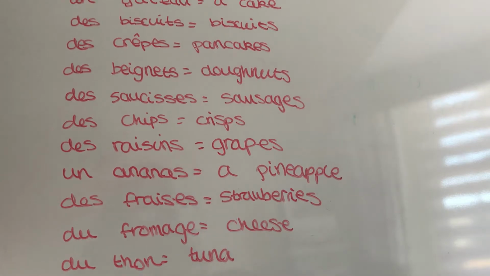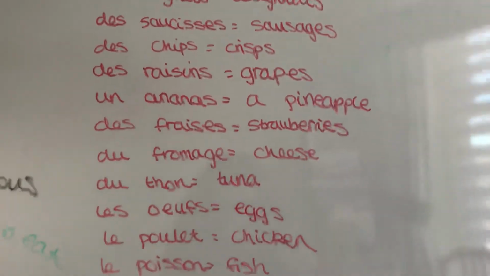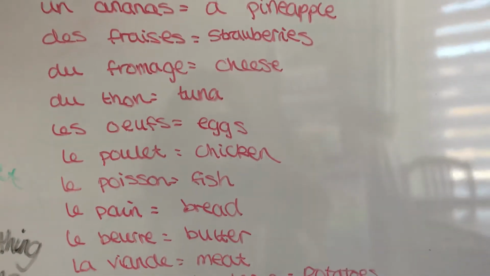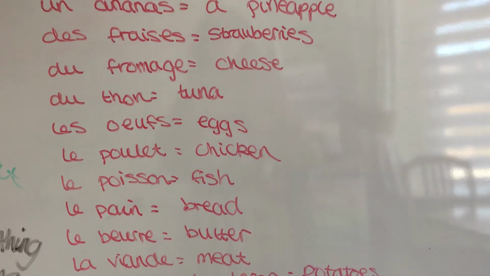Un ananas, a pineapple, and de fraises, strawberries. So if I were to say a strawberry cake, un fraises gâteau. De fromage is cheese. Next, we have got de thon, which is tuna. Les œufs, which is eggs. Le poulet is chicken. Le poisson is fish. And le pain is bread.